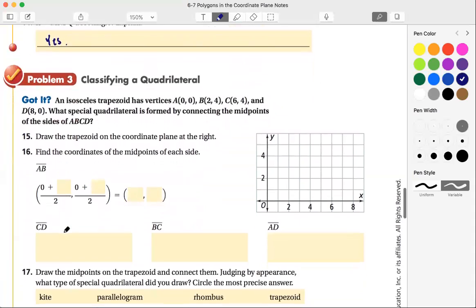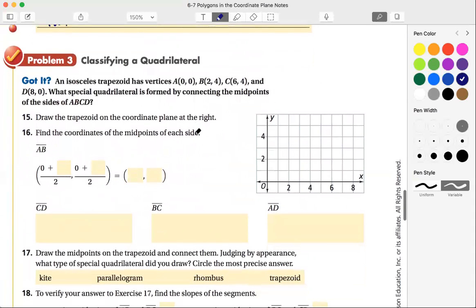Okay, so we have an isosceles trapezoid at these vertices. What special quadrilateral is formed by connecting the midpoints of those sides? All right, so let's plot the points. We have A, which is (0, 0). We have (2, 4), which is B. We have (6, 4), which is C. And then we have (8, 0), which is D. So here is the trapezoid that's formed.